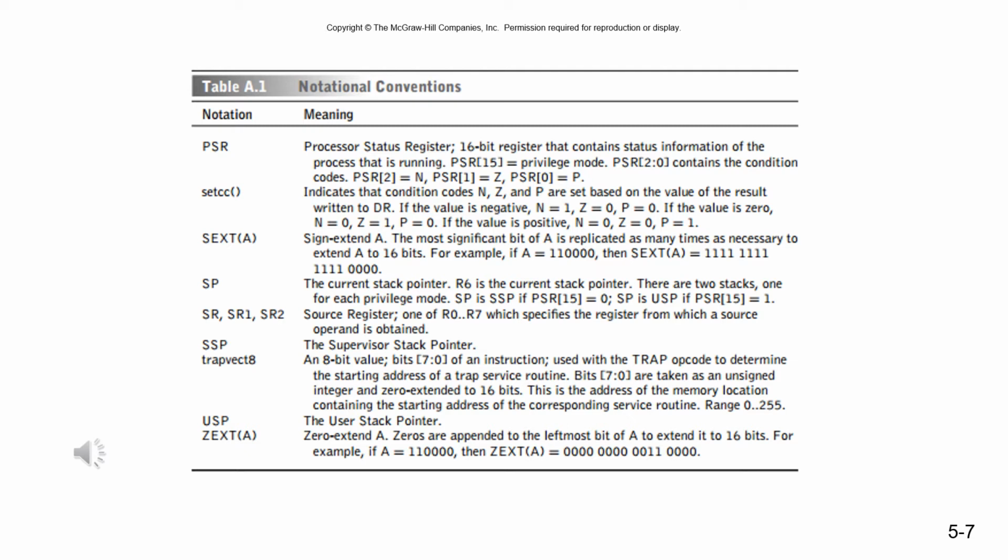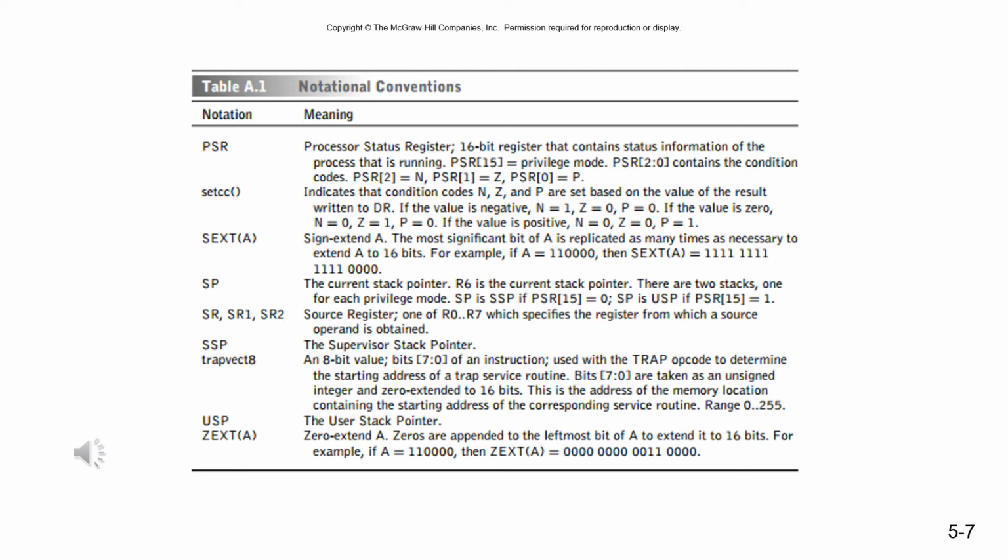SEXTA, sign extend A. The most significant bit of whatever A is replicated as many times as necessary to extend A to 16 bits. So for example, in the immediate mode version of the add command where bit 5 is 1, those 5 bits get sign extended to 16. SP is the stack pointer. We'll get to that. SR, SR1, and SR2 stand for source registers. They're one of the 8 registers, R0 to R7, and specify the register from which a source operand is taken.